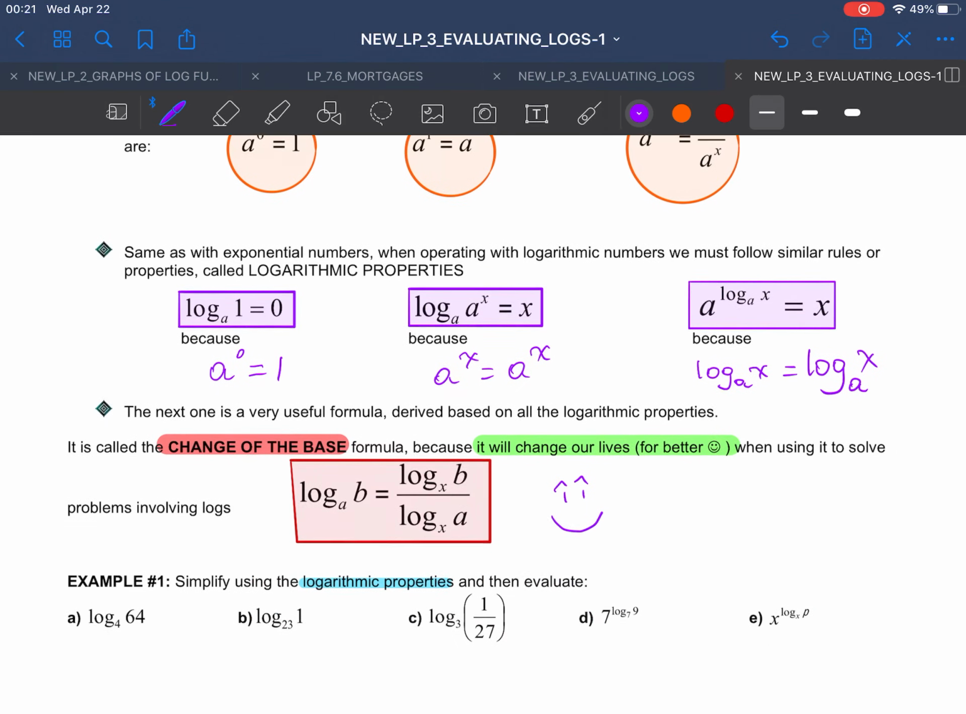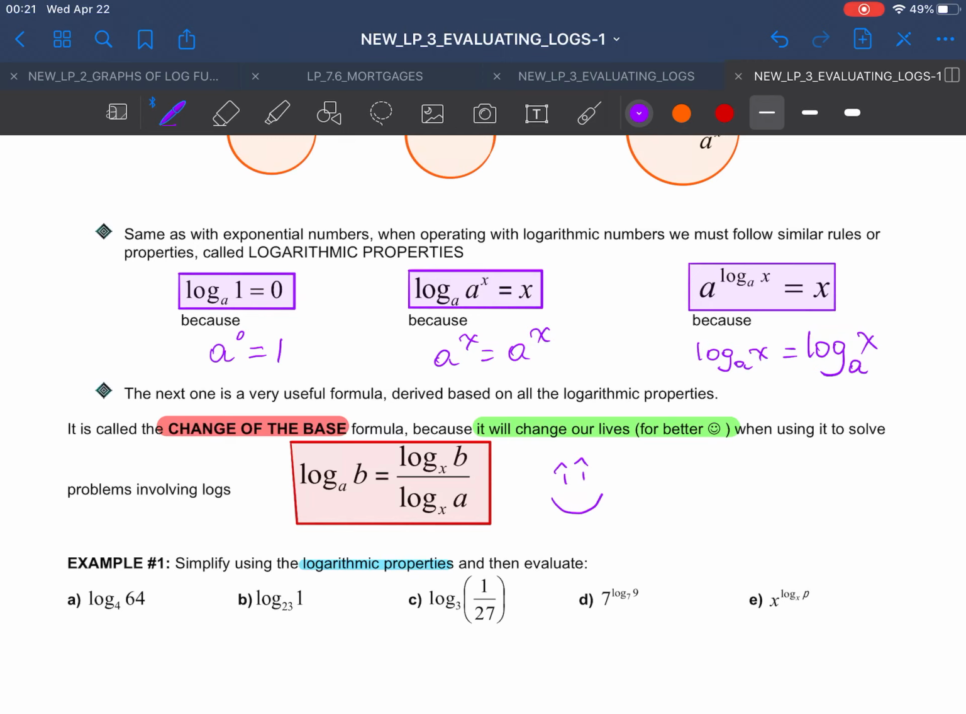Now today we are going to learn a new formula, and that's the only formula we're learning for today. It is probably one of the most powerful formulas when it comes to operating with logs, and it will definitely change our lives for better. It will simplify the way we use logs. Now, we call this the change of base formula.